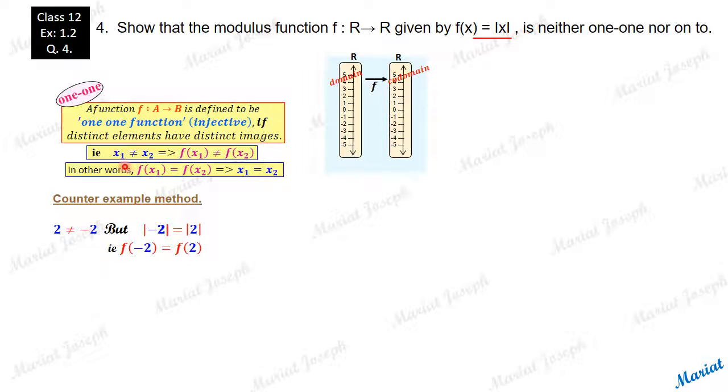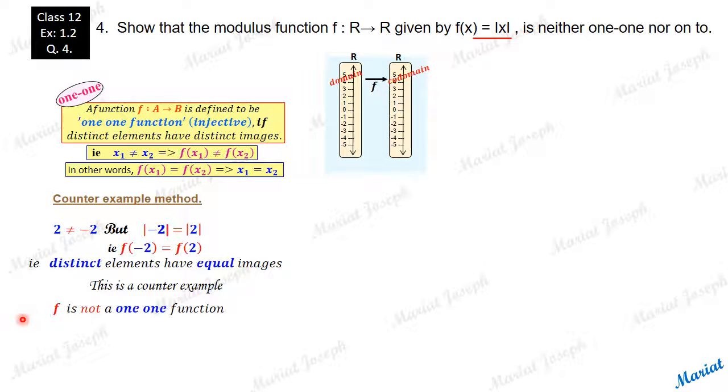So when we took two unequal elements, it could not imply that the images are also unequal. We are getting the images equal. This numerical example counters the definition of one-oneness. Hence, we see that distinct elements happen to have equal images, so it goes against the definition. So we conclude the function is not a one-one function.